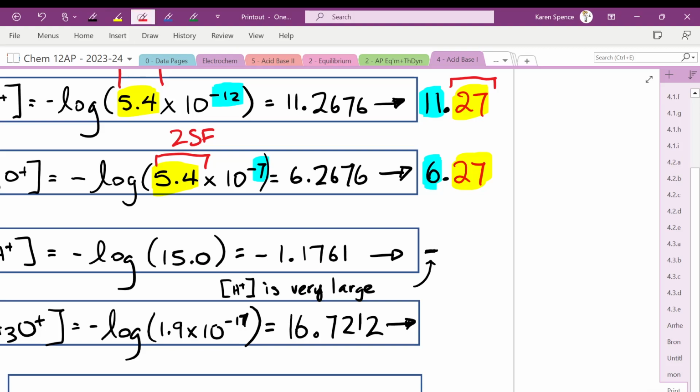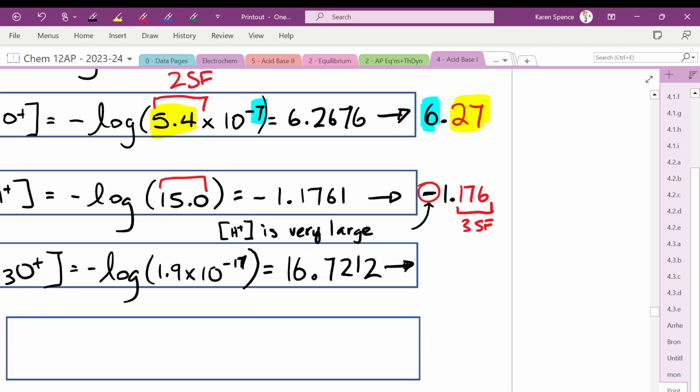And how many sig figs should we have here? 1, 2, 3. So that's going to be 1.176, 3 sig figs. And I did the next one because guess what? Your pH scale can go above the number 14. Okay, so here we have 2 sig figs. And so this is 16.72.